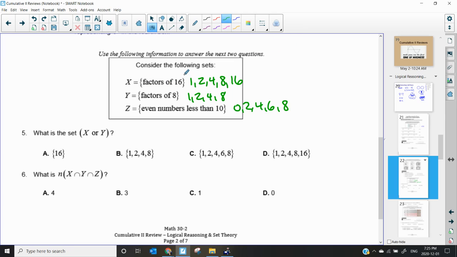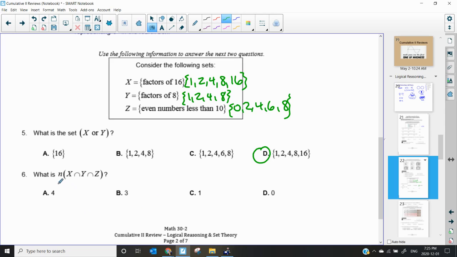We can also just look at the information that we're given here, and we're asked to identify the set X or Y. So we'd be looking at things that are in X or Y or both. And so if you notice, we have 1 in both, 2 in both, 4, and 8. Then there's also a 16. So it'd be 1, 2, 4, 8, and 16.